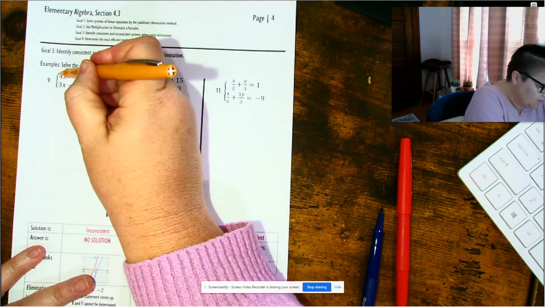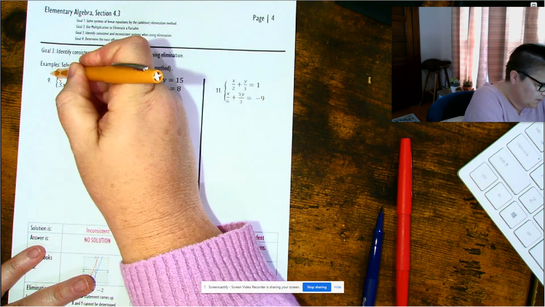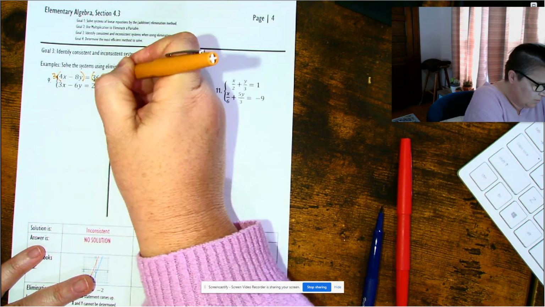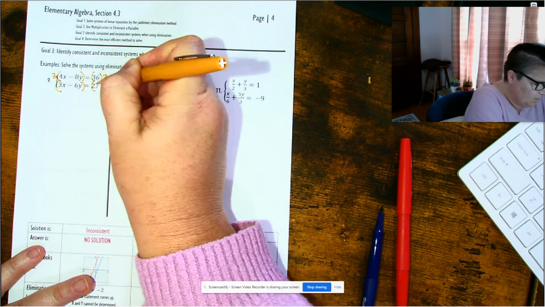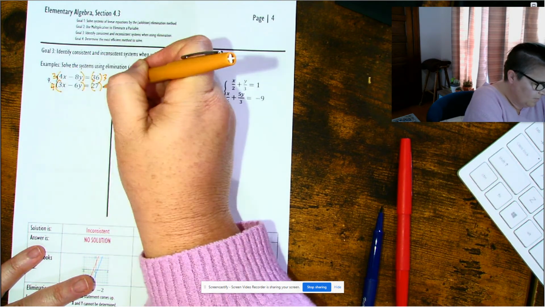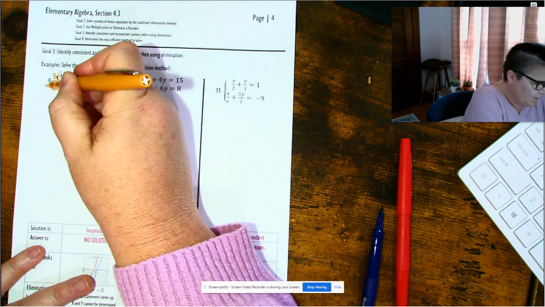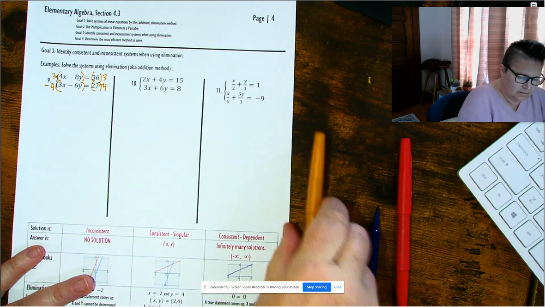Okay, so I'm going to take this first equation and I'm going to multiply it by a 3 on both sides. And I'm going to take that second part and I'm going to multiply it by a 4. But I'm going to multiply it by a negative 4 so that it cancels.